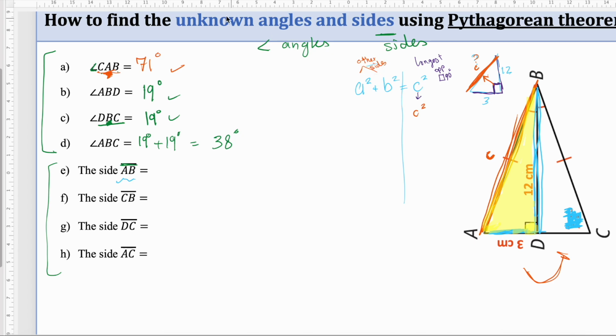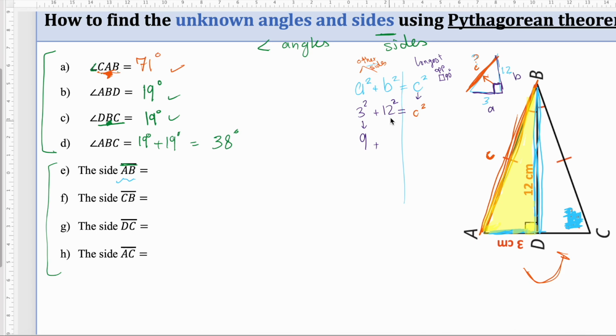It doesn't matter which one is A, which one is B. You can just name this one A, this one B, or opposite, doesn't matter. So 3 square is A plus B square, it's basically 12 square. Make sure to square them up. Square them, that doesn't mean you have to do 3 times 2, no. It's 3 times 3. You multiply the number by itself.